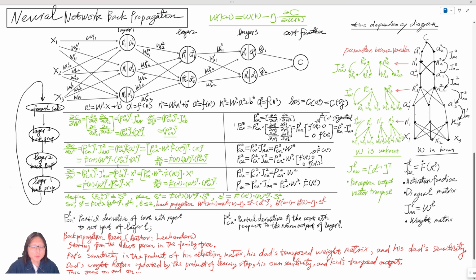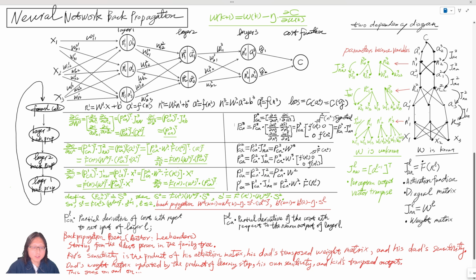You put all the equations here, and you find out your PCN2 is actually this number. Once you got here, your observation is that your sensitivity, which is PCN2 transpose of layer 2, is equal to the diagonal matrix of the activation function of layer 2, multiplied by the weight matrix of layer 3's transpose, multiplied by the sensitivity vector of layer 3. This relationship will hold backward for each layer until the first layer.